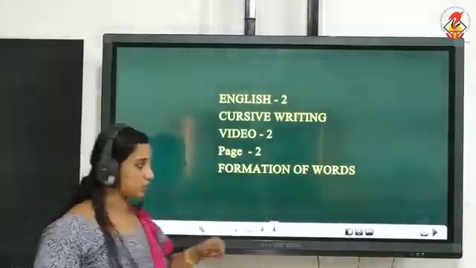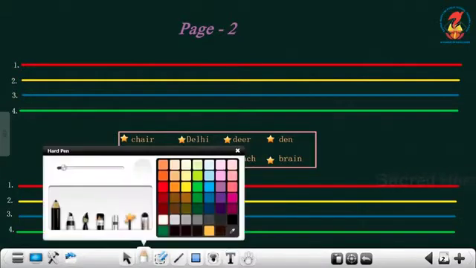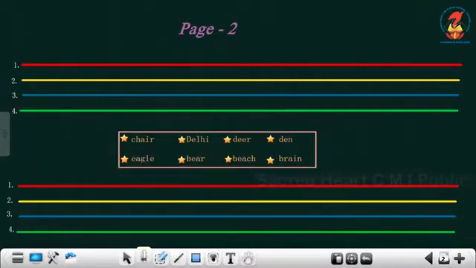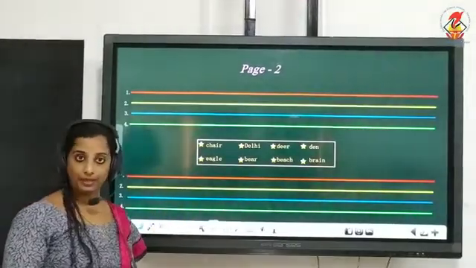Now this is your second page of the worksheet and here you have again a second set of 8 words and they are chair, Delhi, deer, den, eagle, bear, beach and brain. So these are small little words starting with C, D and B.